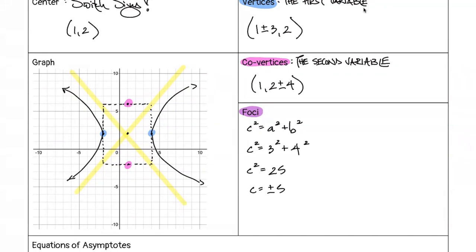All that tells us is from our center, we're not going to count out 3, but we're going to count out 5 units to get to the foci. So if I count out 5, I'll get 1, 2, 3, 4, 5. And if I count out 5 for the other way, I get 1, 2, 3, 4, 5. And so the way we would represent this is we would say 1 plus or minus 5, comma 2. All I'm doing is changing the x value of the center point, not the y value.